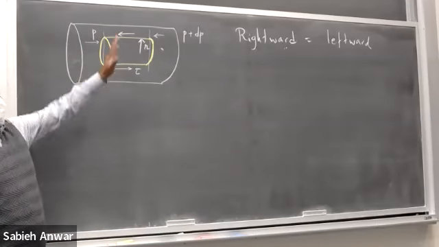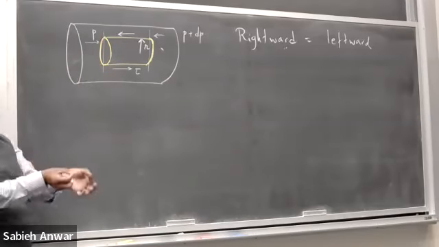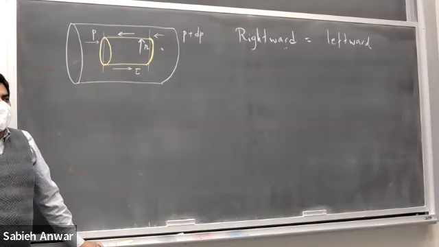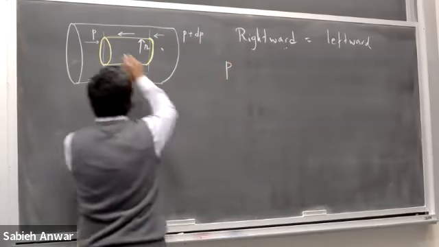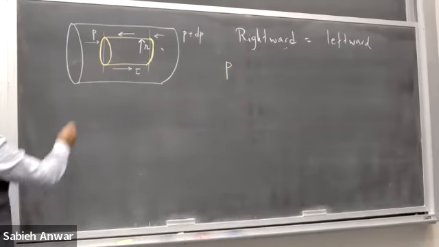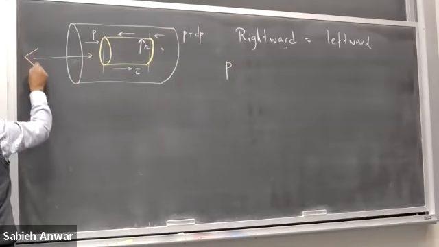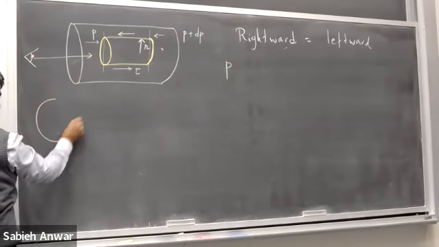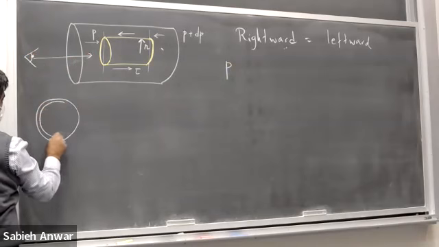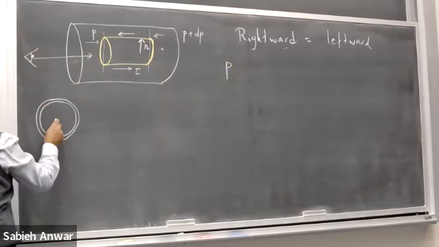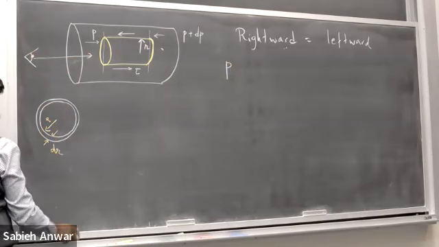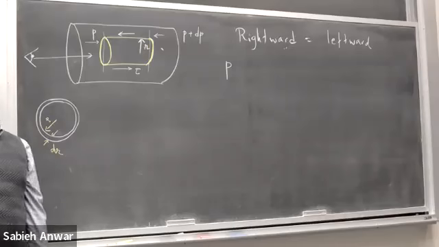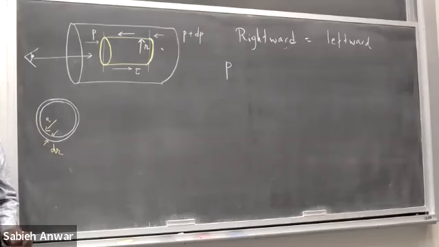So what are the rightward forces acting on this wall? Force is pressure times area. So P, and what's the area of this section? If I look at this section from the left, this is what I observe. This radius is R, this thickness is dr. So what's the area on which the pressure P is acting? What's this area?